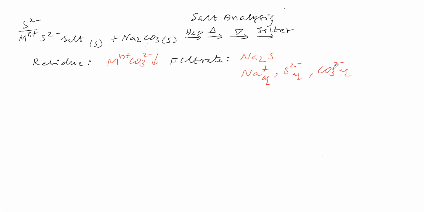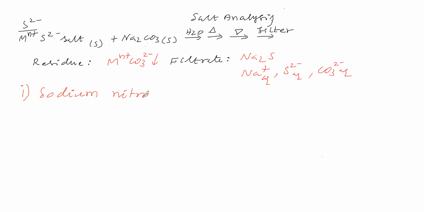Now we are doing the sulfide confirmatory test. We prepared sodium carbonate extract, which contains the given anion sulfide in the form of sodium salt, and carbonate because of excess. Now in the confirmatory test for a sulfide, the first test is the sodium nitroprusside test.